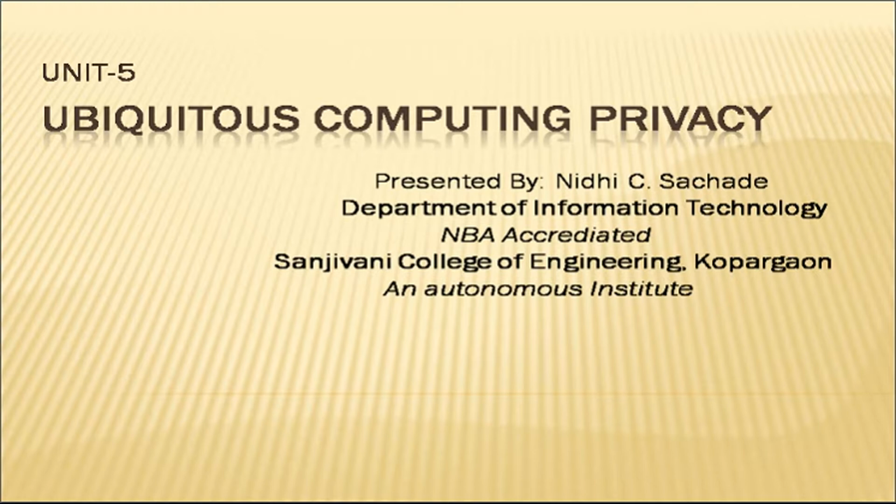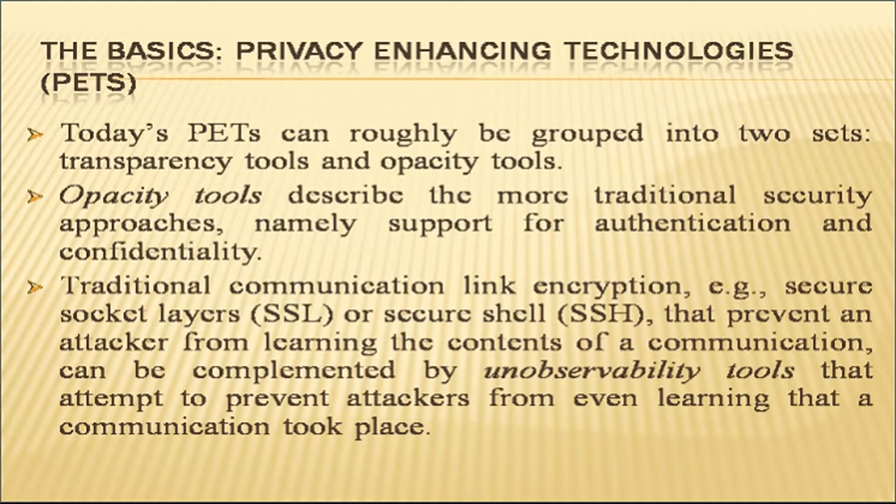That is why it is important to understand the nature of privacy that we have gone through. We have also gone through Solow's privacy taxonomy. We have seen some borders which if crossed can be termed as privacy violations. So now we are going to understand the privacy enhancing technologies. So basically, privacy enhancing technologies can be roughly classified into two sets: transparency tools and opacity tools.